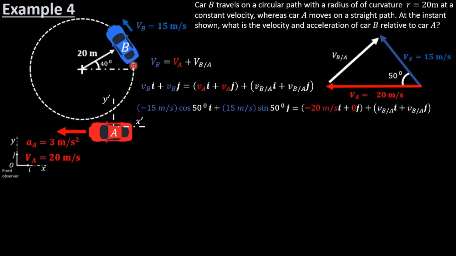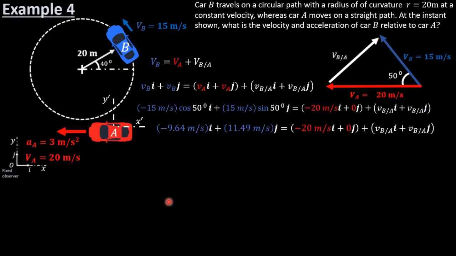And the velocity for car B in the J direction, so the vertical direction, is going to be positive 15 meters per second times sine 50 degrees multiplied by the unit vector J, and we equate that to the velocity of car A, which is minus 20 meters per second, so it's minus because it's going to the left, plus the relative velocity written out in its components.